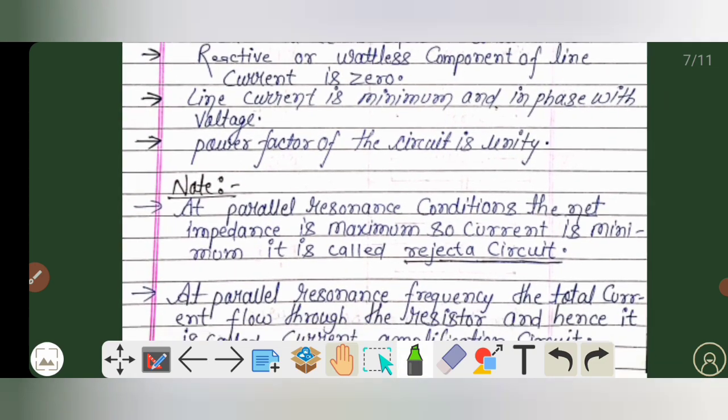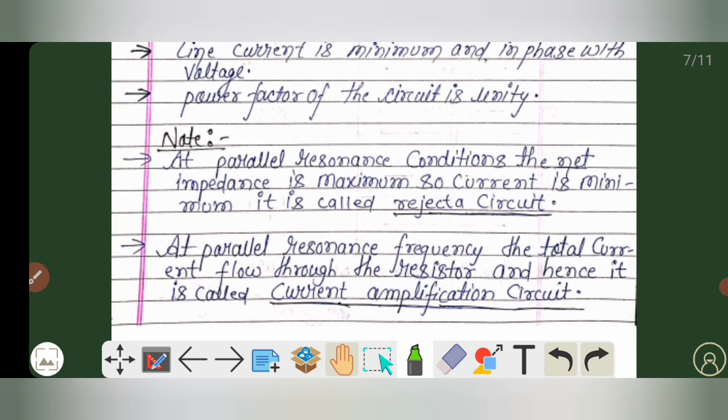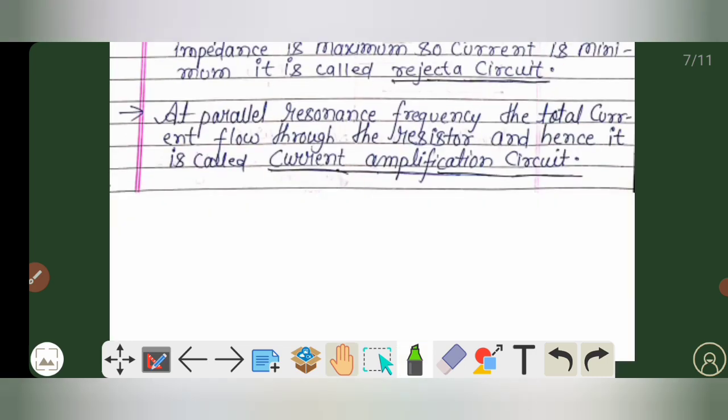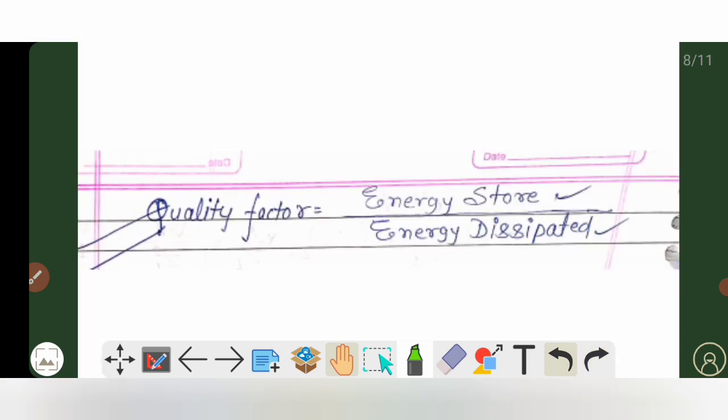As you can see here, at parallel resonance condition the net impedance is maximum, my dear friends. In case of parallel resonance the net impedance is maximum, so current is minimum, and it is called a rejector circuit. At parallel resonance frequency the total current flows through the resistor, and hence it is called a current amplification circuit. Now we will move to the next topic, that is quality factor.